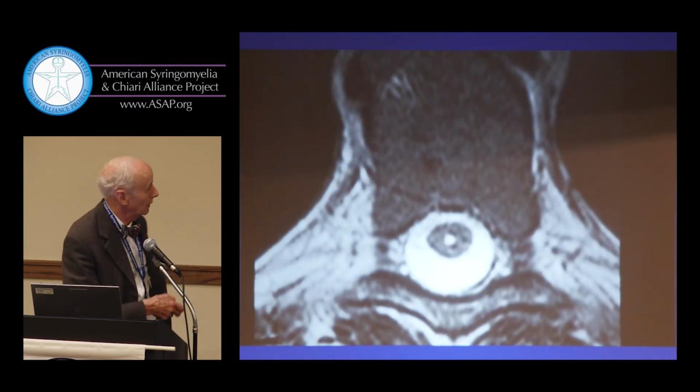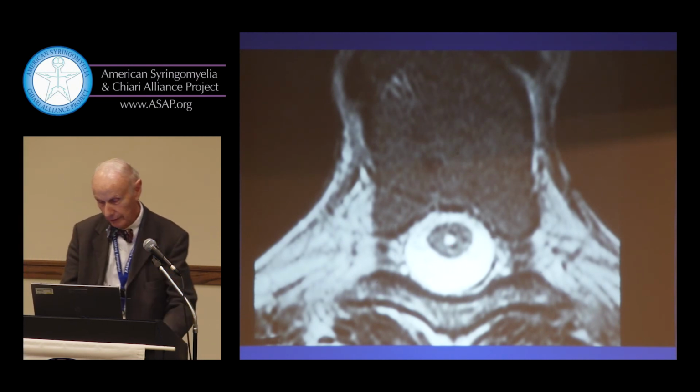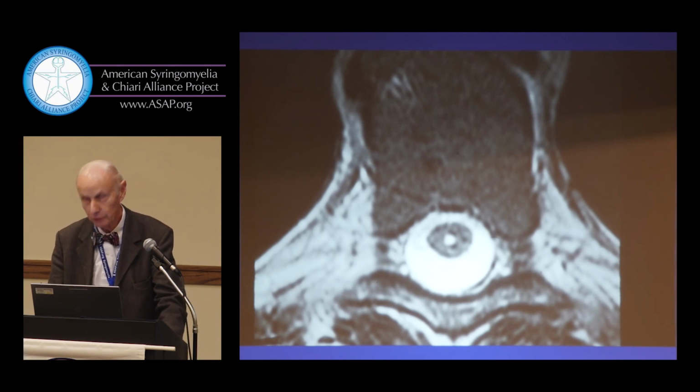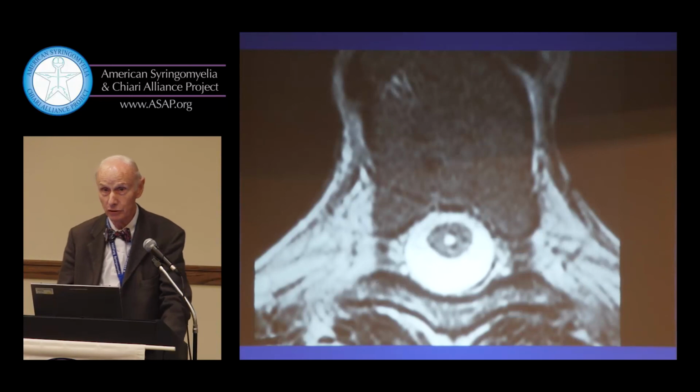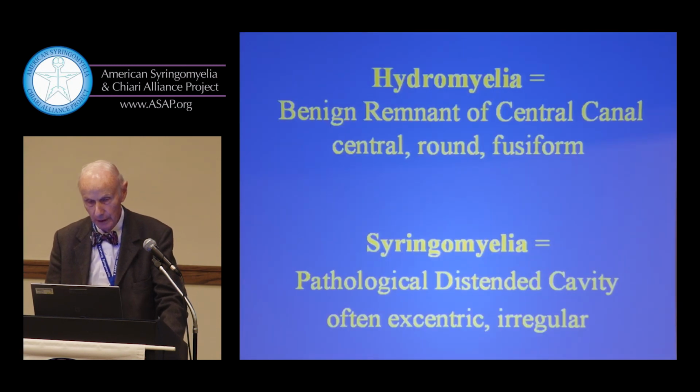Typically, they're like a bullseye in the center of the spinal cord. They're round, and they, in my opinion, are not responsible for clinical symptoms. So when I see a patient who has this kind of finding, I look for other causes of their symptoms.